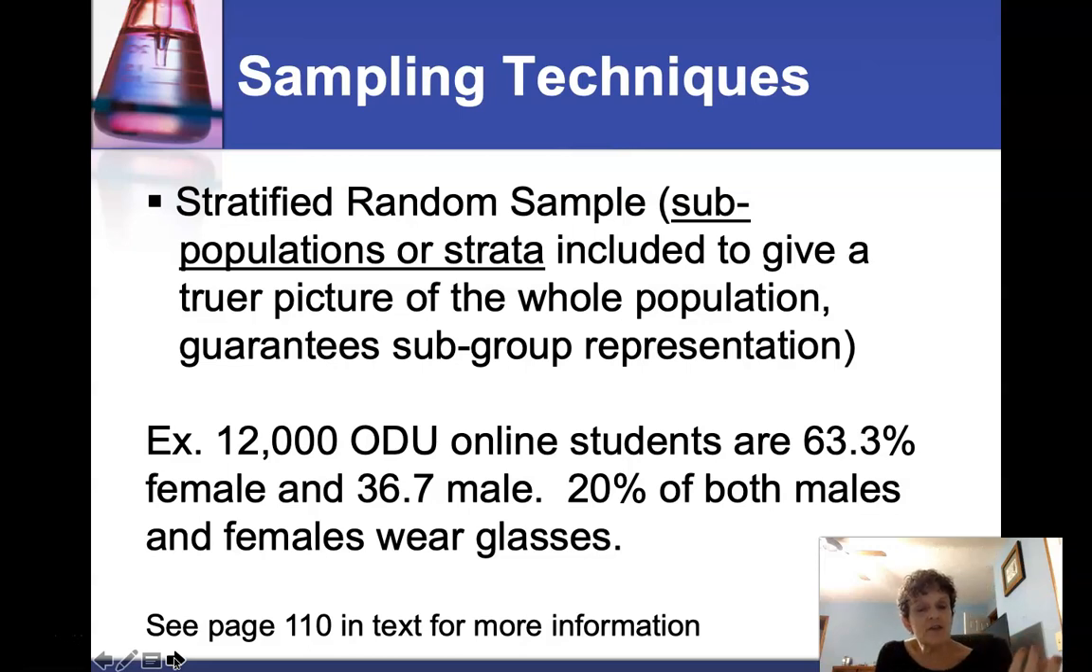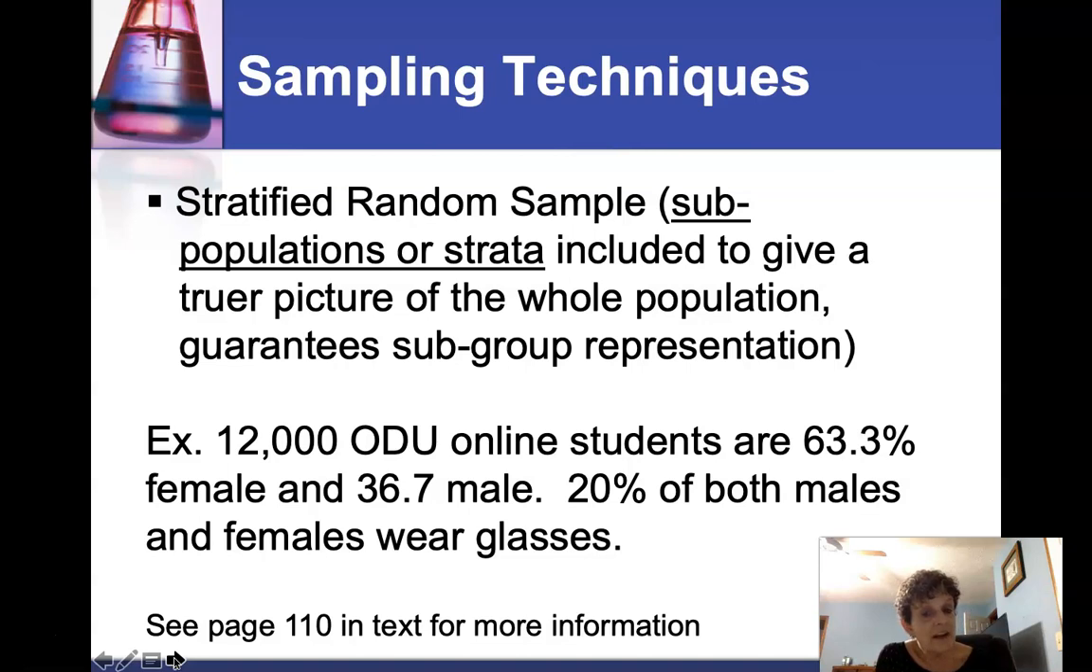And this way you get a truer picture of the whole population, and it guarantees that you're going to have more equal representation in these different strata. The most common one that everybody can think of is you have a population and you divide them into male and female. That is one way to divide them into subpopulations and then pick people from each of those. So let's look at this example right here.